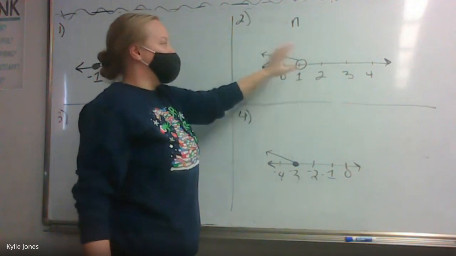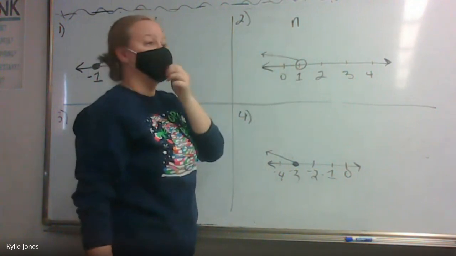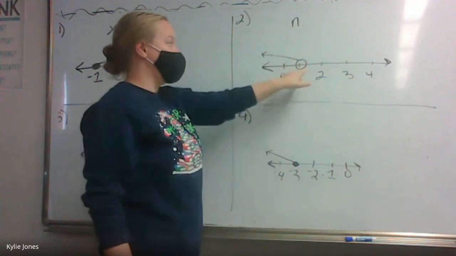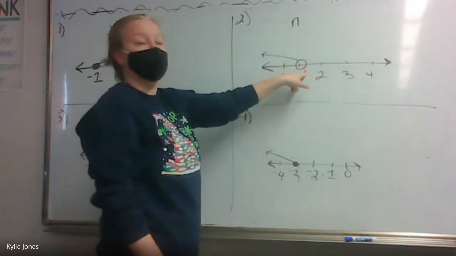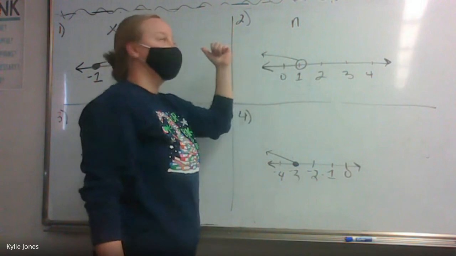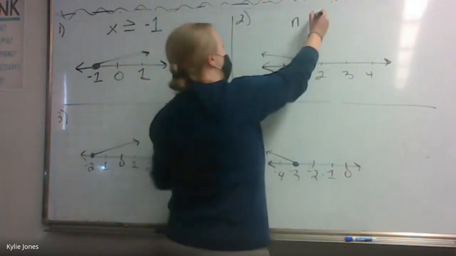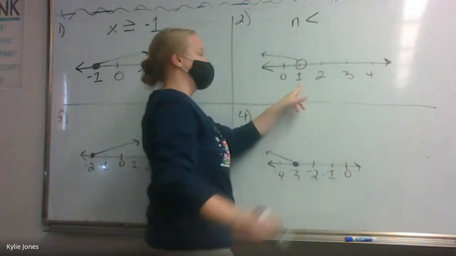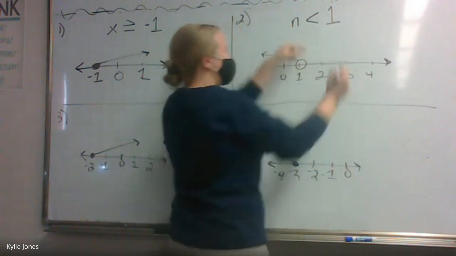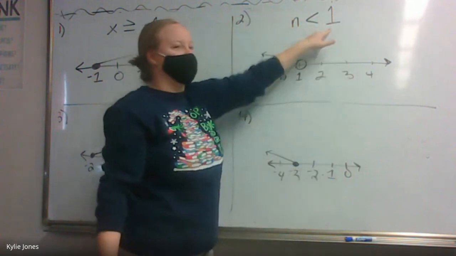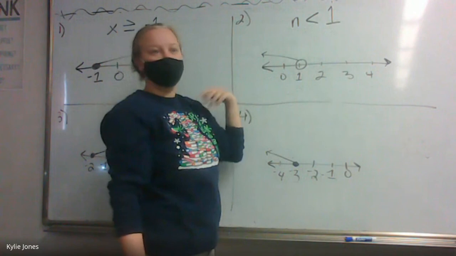What does this circle mean? The open circle means it's not equal to, and it's pointing to numbers that are what? Less than what number? 1. So it's any number that is less than 1. That's your answer.